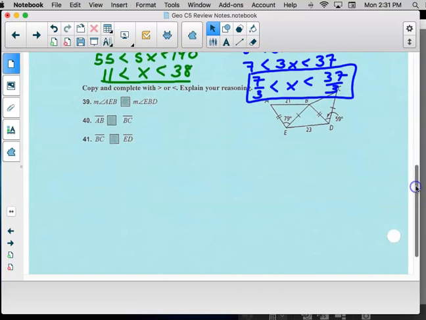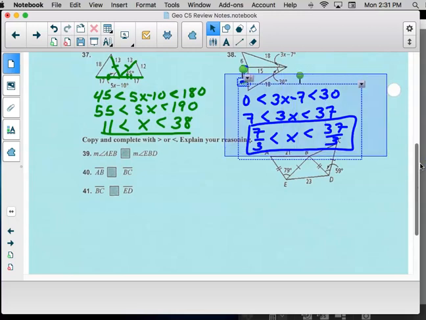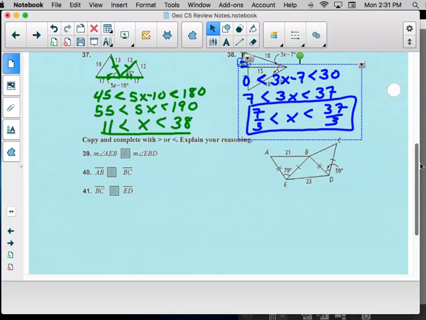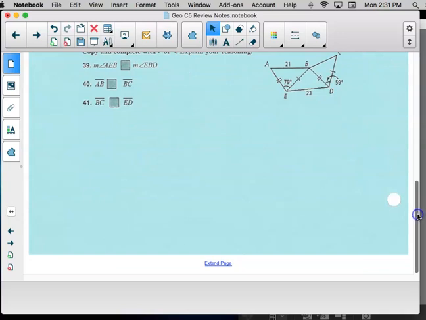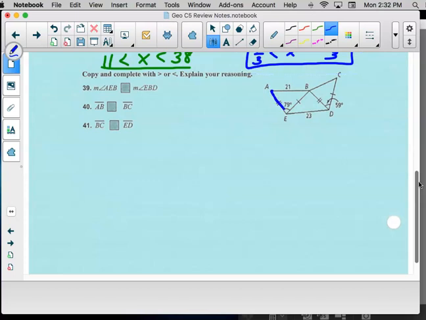Now, in 39, 40, and 41, let me get these scrunched down a little bit. Let's move those up so I can see my diagram. They're asking me here to determine what's going on. Copy and complete with greater than or less than. Explain your reasoning. So the measure of AEB and the measure of EBD. I'm just going to talk about EBD here.